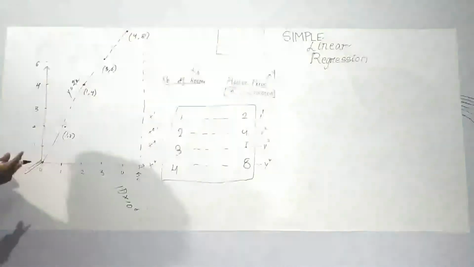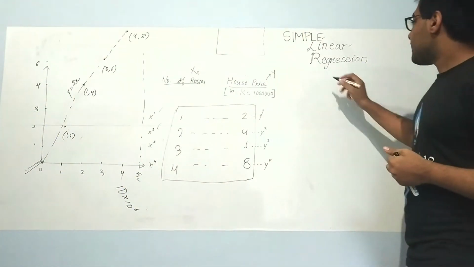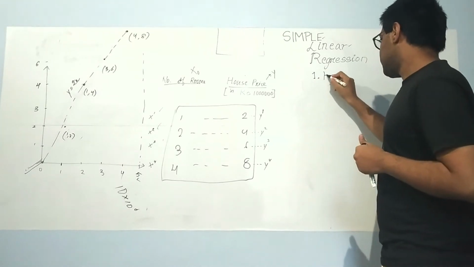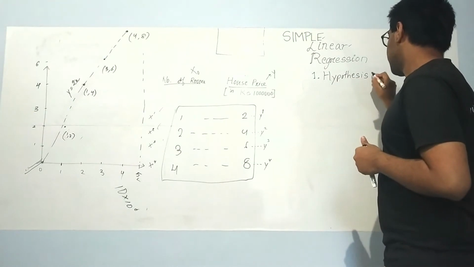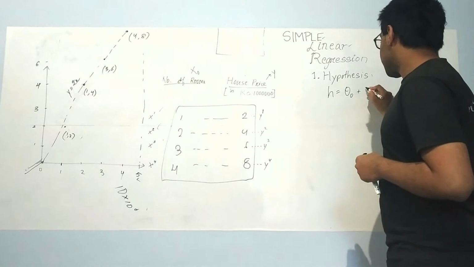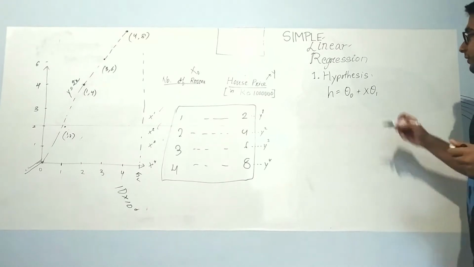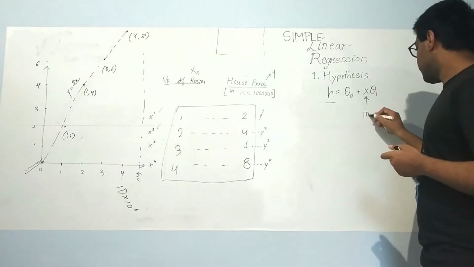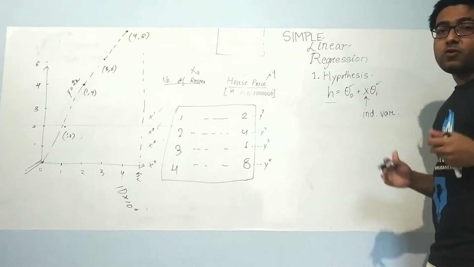So for simple linear regression, we have a couple of steps that I'm going to tell you now. The first step is we are creating a hypothesis. We create a hypothesis that h equals to some theta 0 plus x theta 1. H is the hypothesis, x is the independent variable, and theta naught and theta 1 are the constant coefficients.